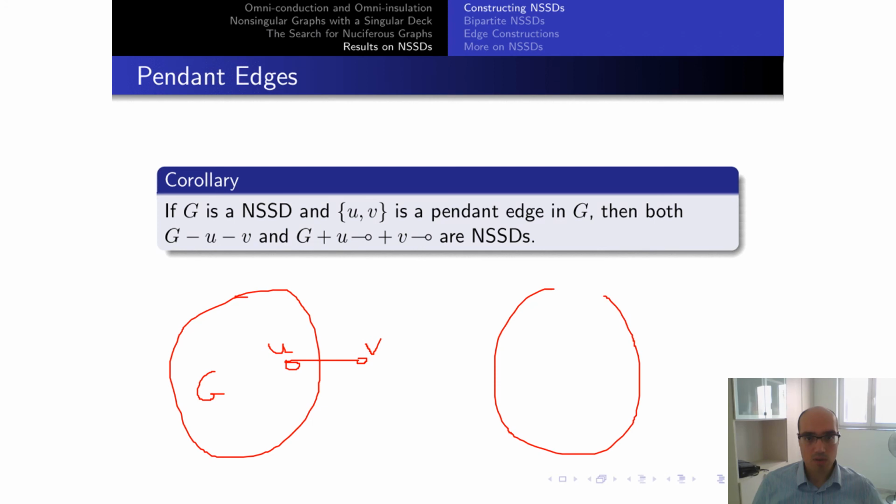And the reason is because we said that the inverse of this graph, which is G to the minus 1, will also have a pendant edge, but with V and U swapped, which means that the edge UV in the inverse exists, it's there, and it's also not on a triangle, which means then that G minus U minus V and the pendant edges attached to U and V are also NSSDs.